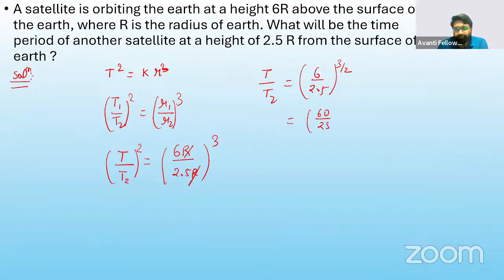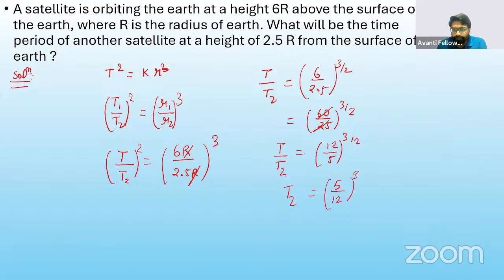60 upon 25, divide by 5, 12 upon 5 raised to the power 3 by 2, upon T2. So T2 here will become 5 by 12 raised to the power 3 by 2. So this would be the time of revolution of the other satellite. Any doubt? It's a very easy question, what doubt can there be? Is it clear?